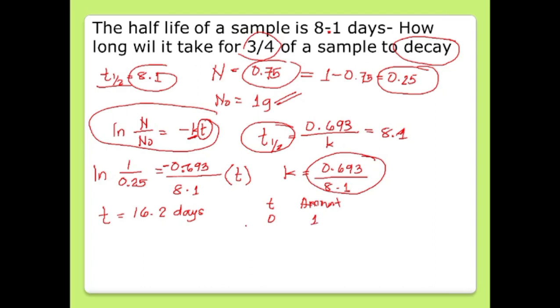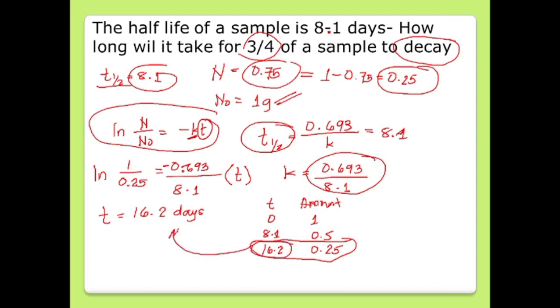At 8.1 days, we have 0.5. At second half-life, 16.2 days, we have 0.25. So, eto na. So, ang matitira kasi is 0.25. So, dito tayo. So, it makes sense. Pareho lang yung masosolve natin dito.